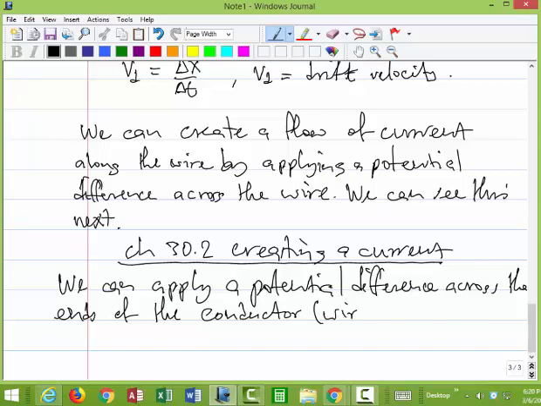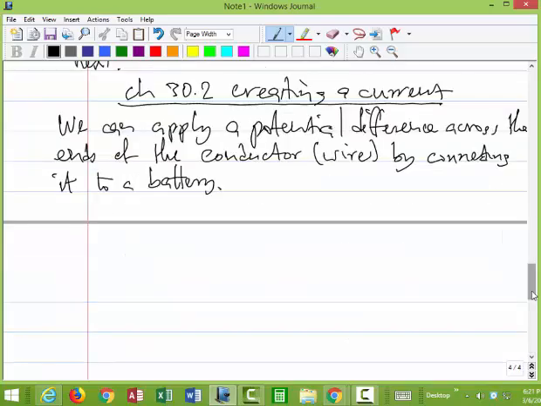In this case, I'll call it a wire, by connecting it to a battery. So let's say we have a battery this way. This is the positive terminal and that's negative. So you connect the wire across the battery that way. Okay, so the current is going to flow.